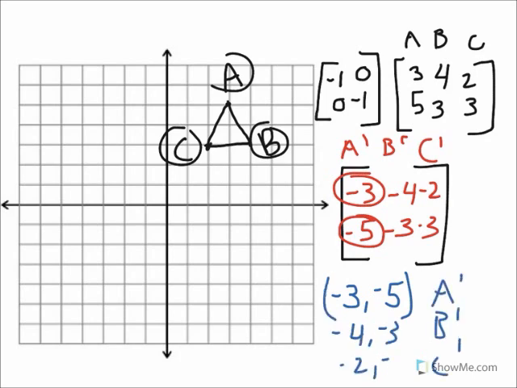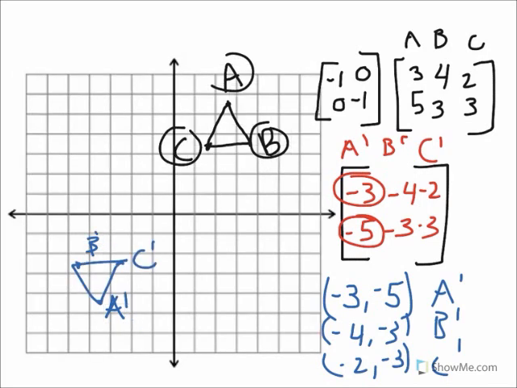Then we would plot these, getting (-3, -5) for A prime, (-4, -3) for B prime, and (-2, -3) for C prime. This is just another way that you can figure out how to rotate your triangle 180 degrees about the origin.